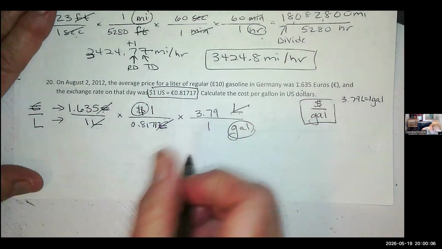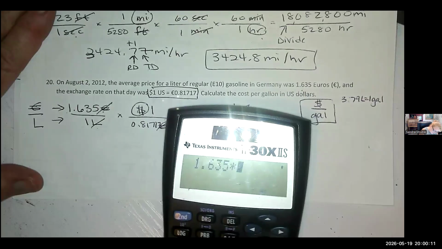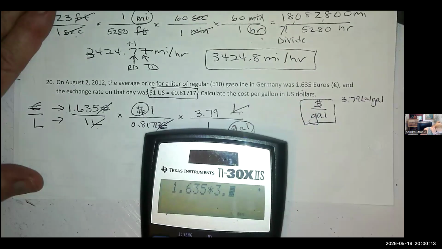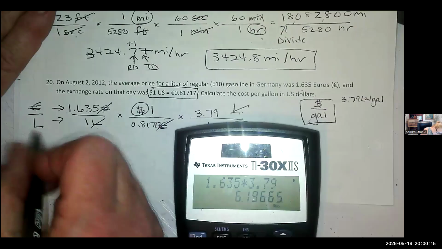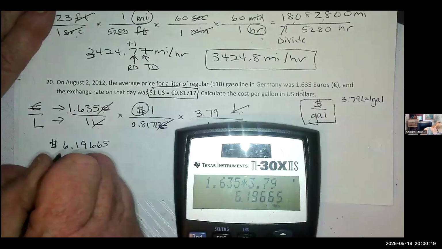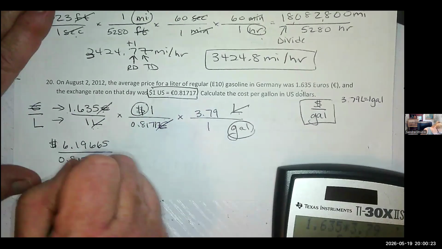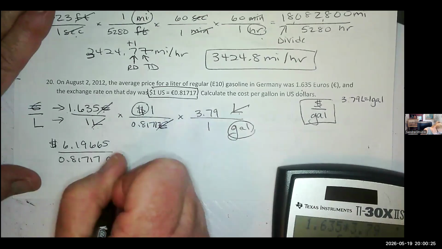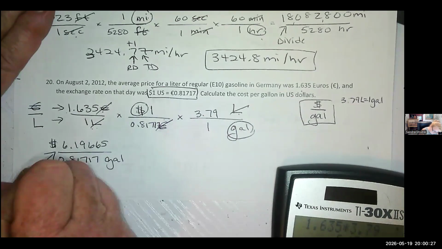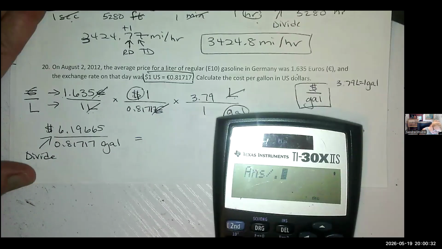1.635 times 3.79 is 6.19665. Again, do not round until the final answer. And then 0.81717 is in the denominator. Here is where you divide. And I got 7.583.